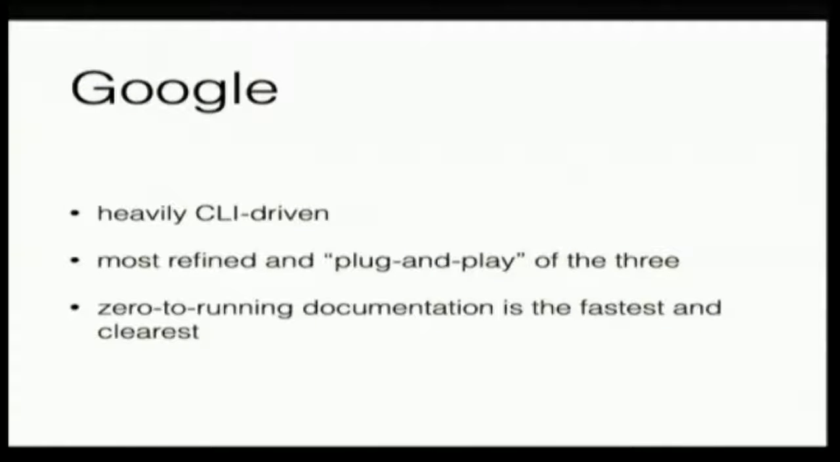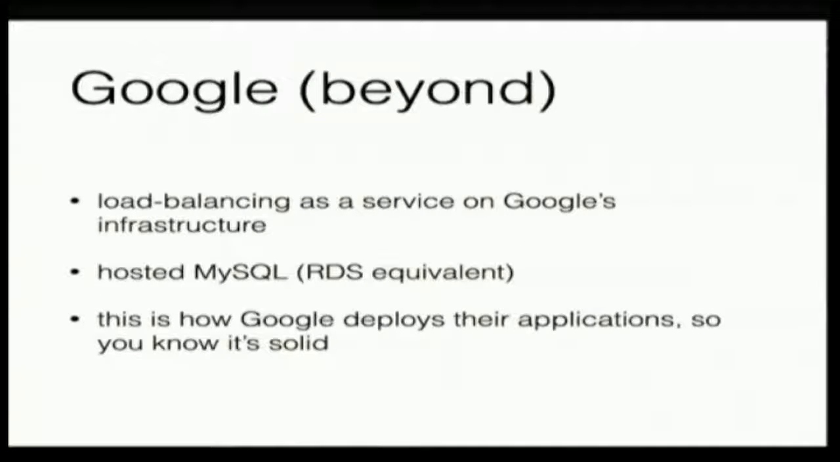So what did we learn about Google? Google is heavily CLI driven with Kubernetes. It's actually probably the most refined and the most plug and play for taking a container you have publicly available, putting it on the Docker Hub, and just getting it up and running within a container really quickly. You saw essentially we had to wait a little bit, but within 5 commands we had a container running on Google's cloud engine. Documentation was actually very good for it.